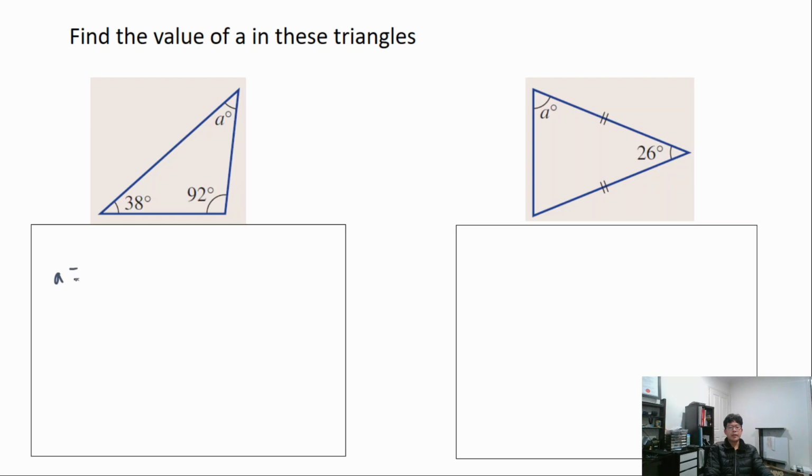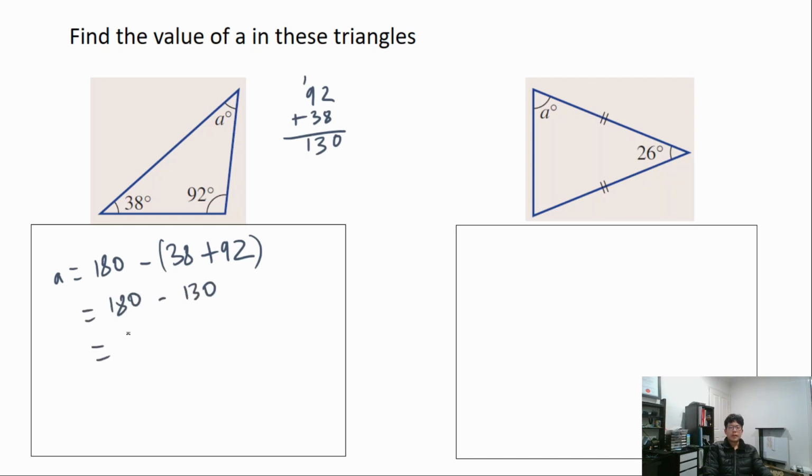So that means A equals 180 minus 38 plus 92. Let's add that first. And we're going to do this without a calculator. So let's do 92 plus 38 first. Have that there. 8 plus 2 is 10. 9 plus 3 is 12. Plus 1 is 13. So we have A equals 180 minus 130. So 180 minus 130 equals 50. So that means A equals 50 degrees.